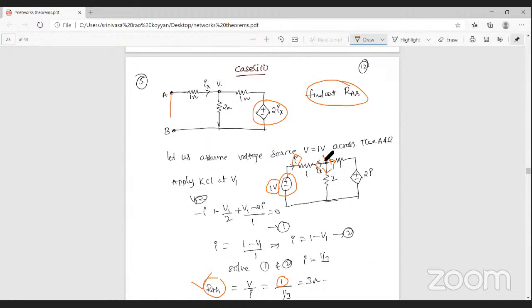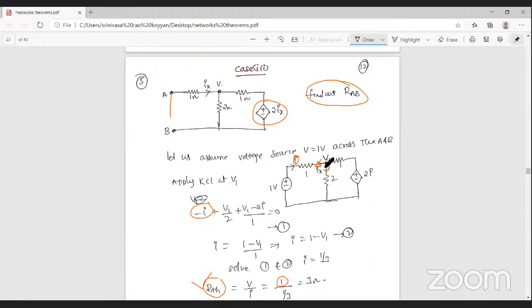So V1 minus 1 volt by resistance, that is V1 minus 1 by 1 ohm. Simply, you can observe here that the current I is written here, and the I current is entering this node. That's why here it is minus I. You can observe that all currents are leaving, this current is leaving, but the I current is entering the V1 node. That's why that is minus I.